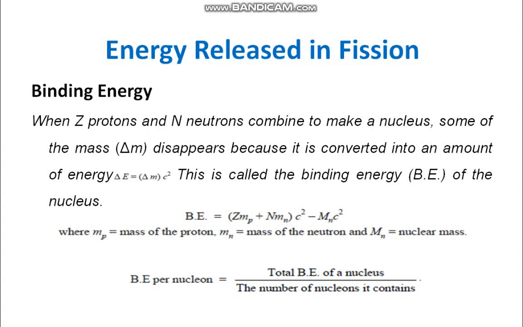We can calculate the binding energy using this equation. Here Z is the number of protons, Mp is the mass of the proton, N is the number of neutrons, Mn is the mass of the neutron, c is the velocity of light, and M is the nuclear mass. The binding energy per nucleon is equal to the total binding energy of a nucleus divided by the number of nucleons it consists of.